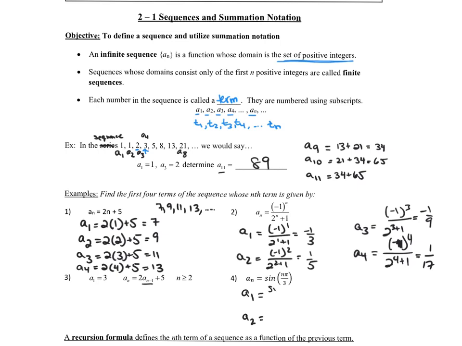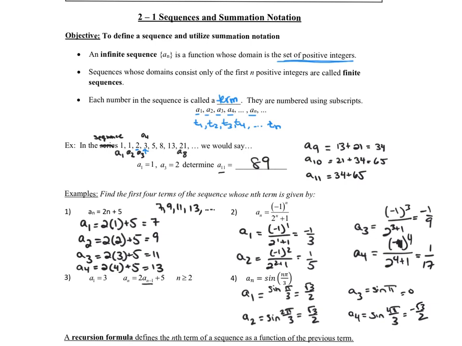So a1 is the sine of 1 pi over 3. a2 is the sine of 2 pi over 3. a3 is the sine of 3 pi over 3, also known as pi. And a4 is the sine of 4 pi over 3. And then we evaluate that. Sine of pi over 3 is root 3 over 2. Sine of 2 pi over 3 is root 3 over 2. Sine of pi is 0. And the sine of 4 pi over 3 is negative root 3 over 2.